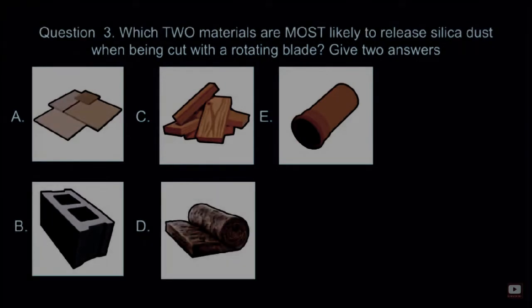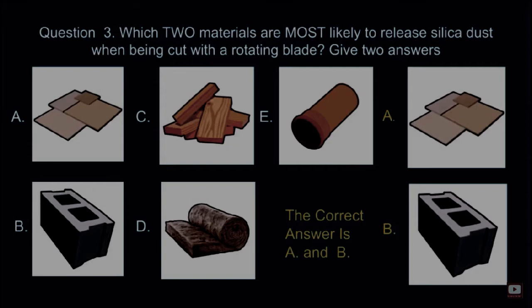Which two materials are most likely to release silica dust when being cut with a rotating blade? Give two answers. A. B. C. D. E. The correct answer is A and B.